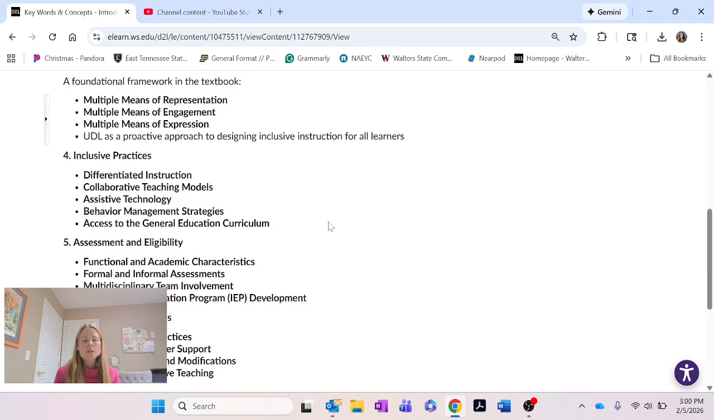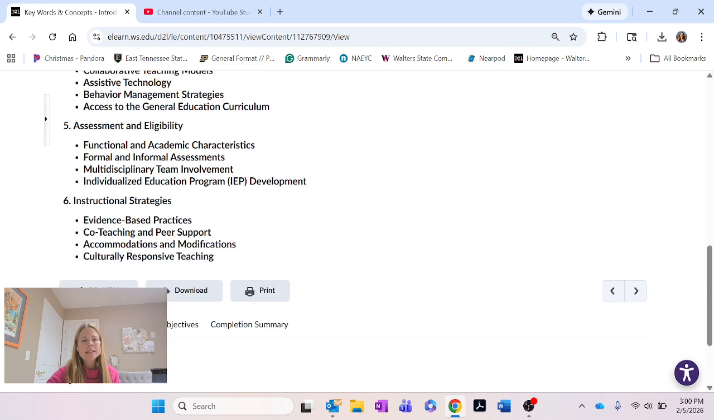Then what are some of those inclusive practices that we're going to use when we're talking about high incidence and low incidence disabilities? So we have differentiated instruction, collaborative teaching models, of which you will learn a lot about through this co-teaching project you will be doing. Assistive technology, behavior management strategies, and then also what is the gen ed curriculum and what's their access to it, right? Is it inclusive, and is there a way to make it inclusive? So those are the things that we think about when we talk about those types of practices.